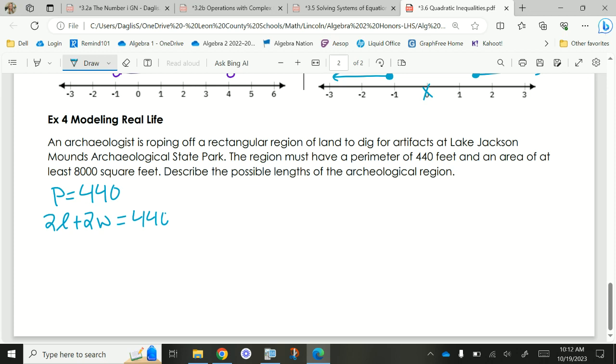And then my area, though, my area was an inequality. My area has to be at least 8,000 square feet, right? So it has to be greater than or equal to 8,000. Our area has to be more than 8,000 or equal to. How do we find area? Length times width. Good.